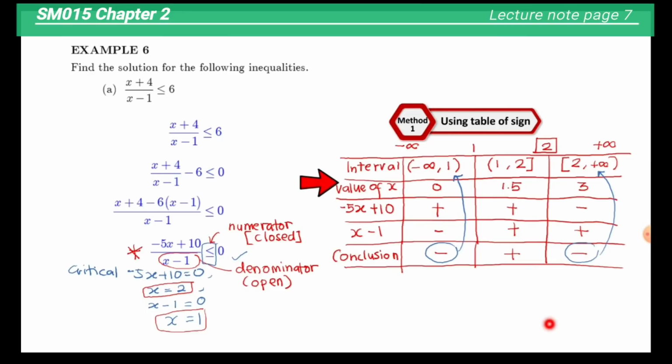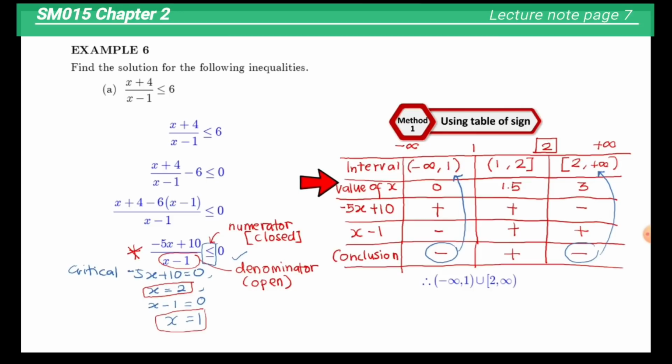We have two separate intervals here. So to combine these two intervals, we need to use the sign of union as our answer. So our final answer will be negative infinity up until 1 union with 2 up until infinity. From now, I'm sure that you have the idea of using the table of sign to get the answer for the fractional inequalities.